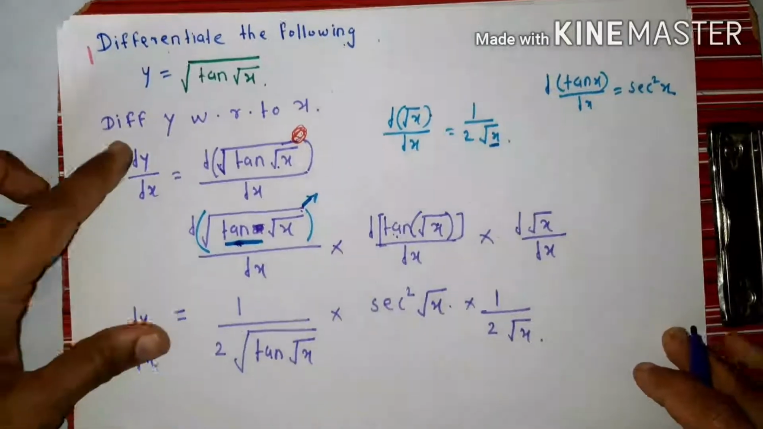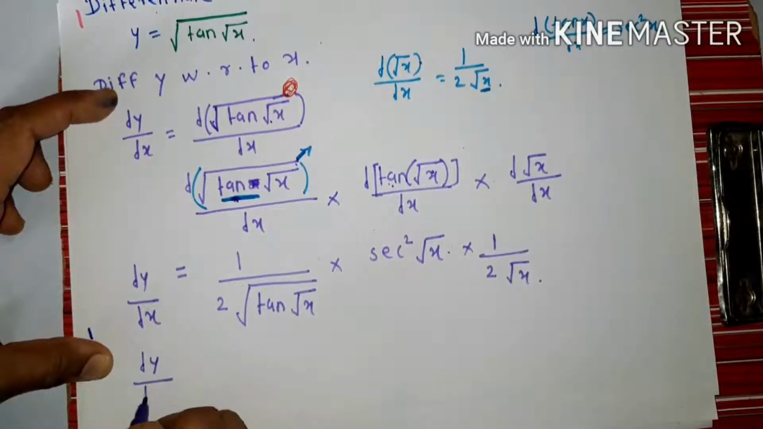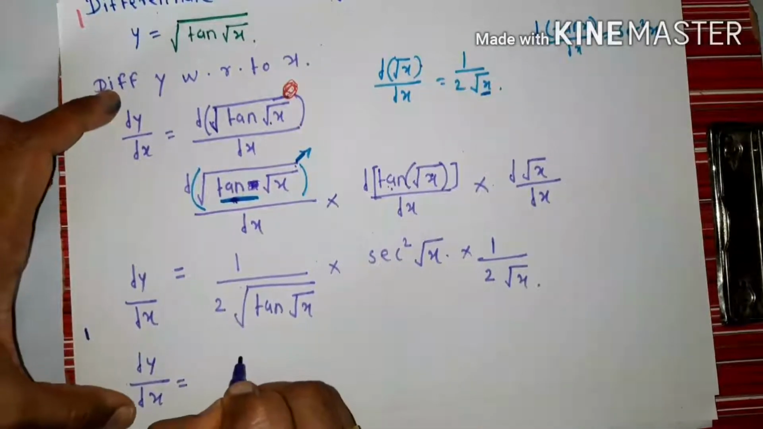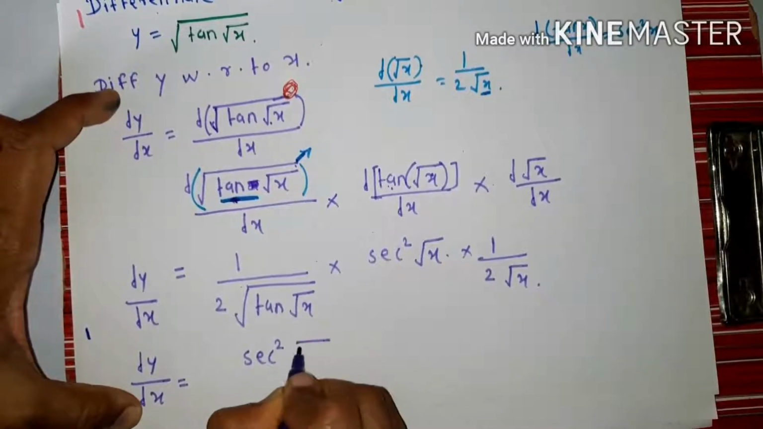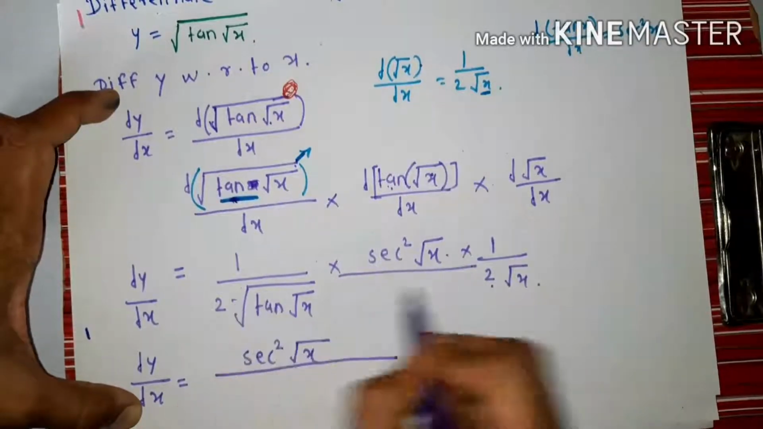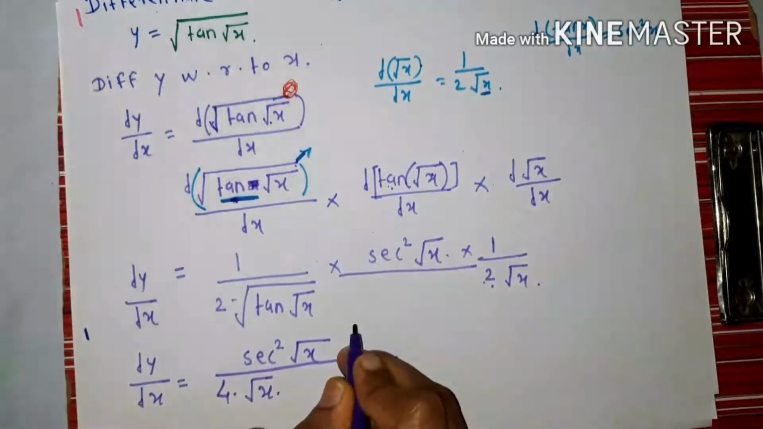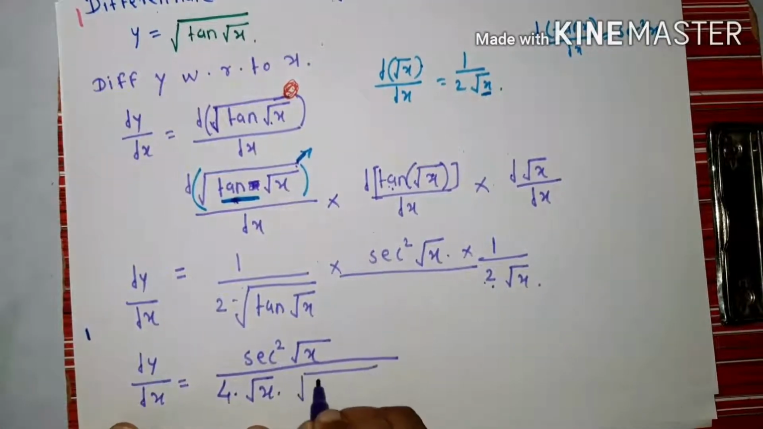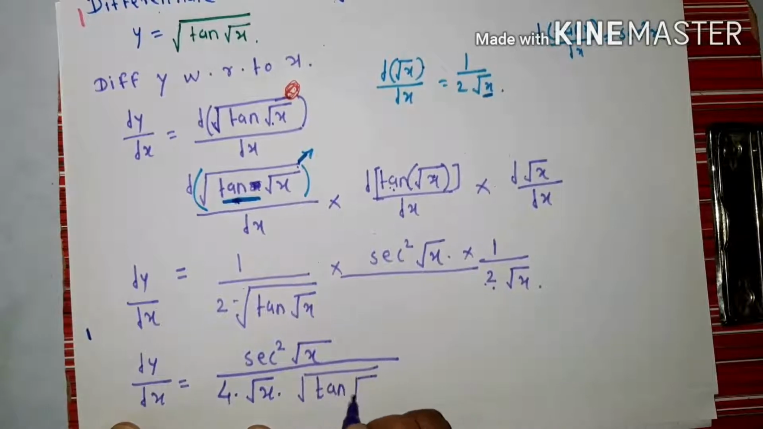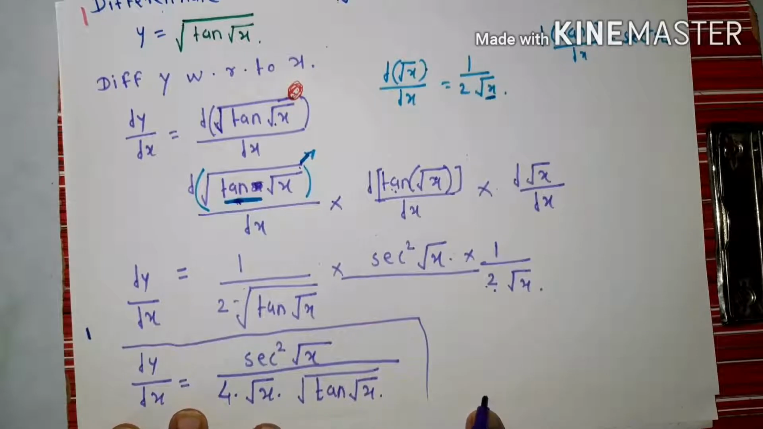And hence dy by dx equal to sec square of root x upon 2 into 2, at denominator 2 into 2 is 4 into root x, and into remaining term, that is square root of tan of root x. This is the differentiation of given function in this way. Okay, now let us take a next example.